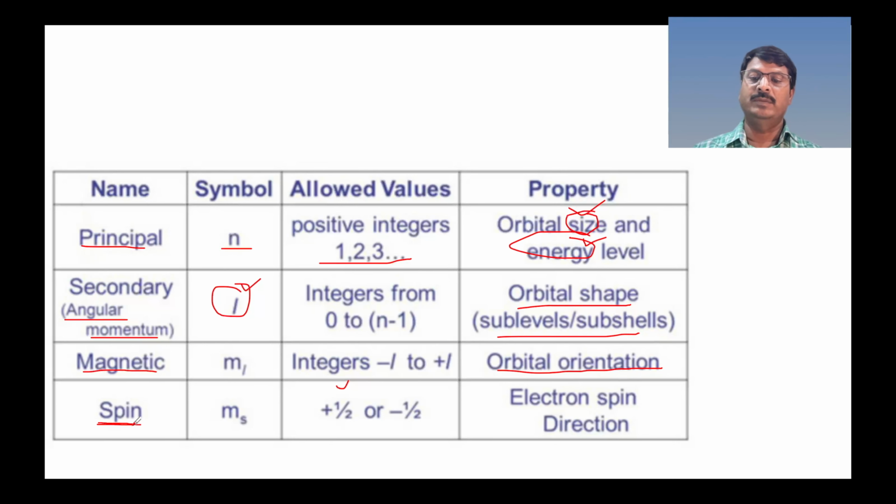The spin quantum number is denoted as ms or s. It has two values, plus 1/2 or minus 1/2. Plus 1/2 is the spin up and minus 1/2 is the spin down. And it gives the information about the spin of the electron.